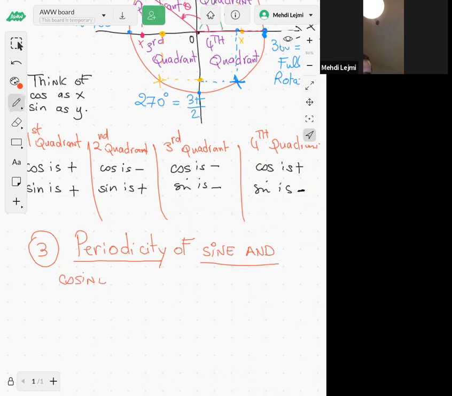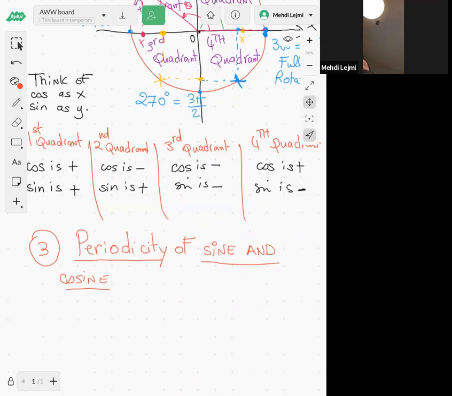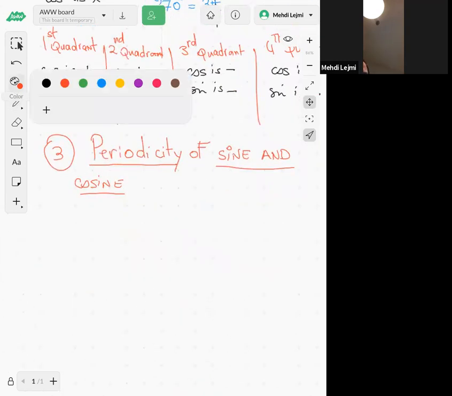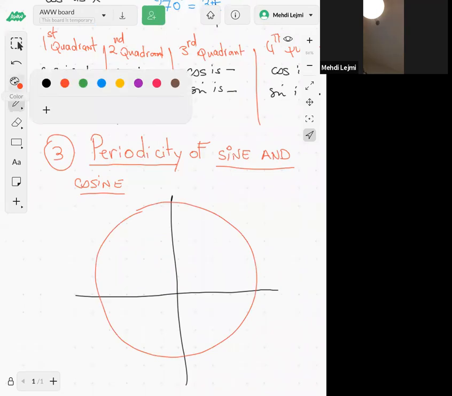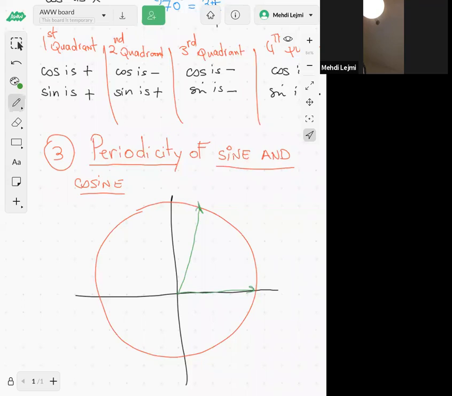So what do I mean by periodicity of sine and cosine? Well, it's actually very simple. Again, I'm going to take my unit circle. It doesn't look really good, but anyway, it's not really important. Now I'm going to take some angle theta. Okay, so here's my angle theta.